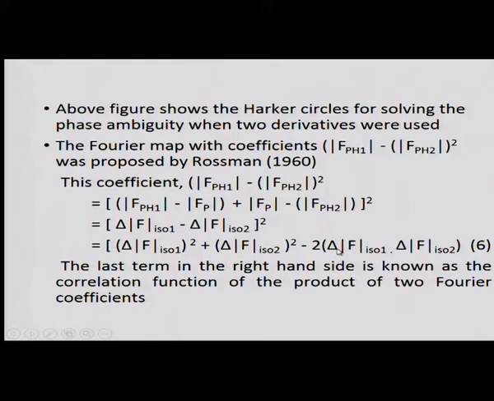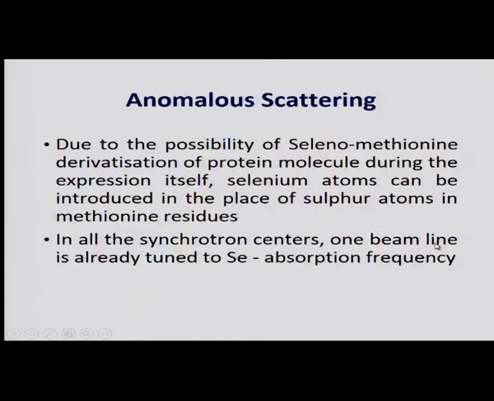The last term in this equation, namely the right hand side, is known as the correlation function of the product of two Fourier coefficients. Okay. So, Fourier coefficient 1 is there, Fourier coefficient 2 is there, then this is a cross term. So, this is about the MIR. So, these complications, what you call difficulties, were existing up to 1980.